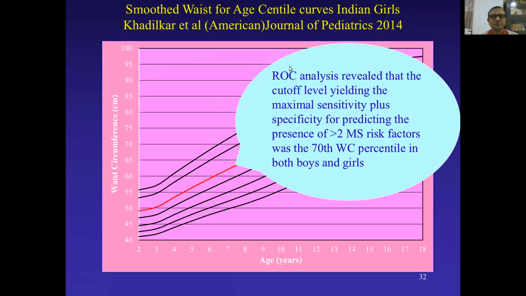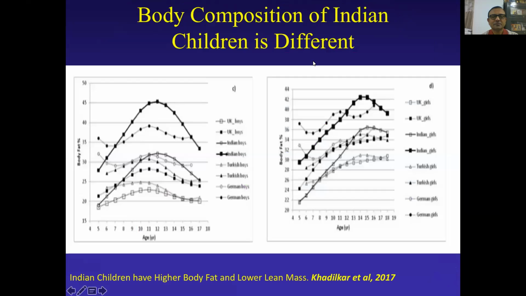Now what this graph is showing you is that the body composition of Indian children is different. What I have shown here is a comparison of Indian boys' and Indian girls' body fat percentage and lean body mass as compared to the rest of the world. The rest of the world has much higher lean body mass and much lower fat mass. And in Indian children, it is exactly reverse.